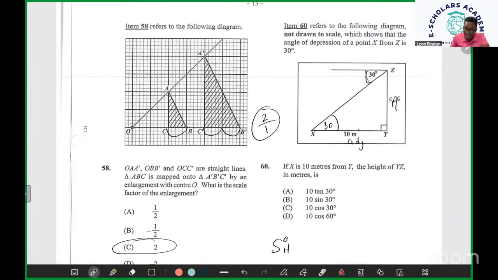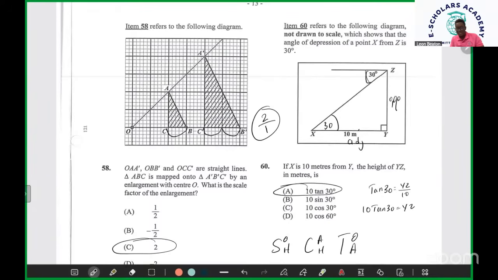Some old horses can always hear their owners approach. So we're dealing with the opposite and the adjacent. So let me see. So tan 30 is equal to the opposite, which is what you want to find, yz, over the adjacent, which is 10. So yz is equal to 10 tan 30.